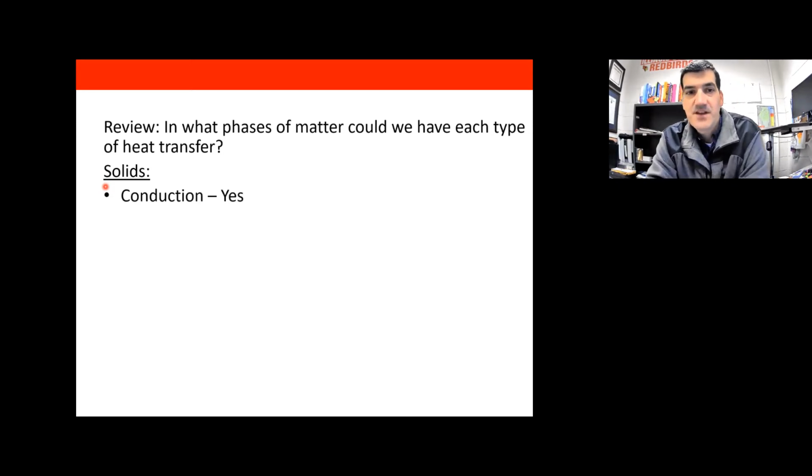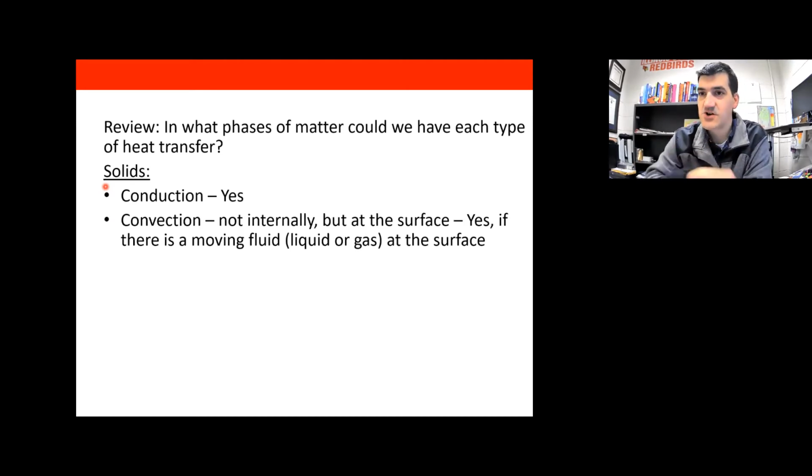Convection. Well, you can't have convection heat transfer through a solid, but you can have convection heat transfer to the surface of a solid, right? If there is a moving fluid, liquid or gas, that is right next to the solid. So, not internal to the solid, you can't have convection, but you can have convection at the surface of the solid if you've got a moving fluid, right?